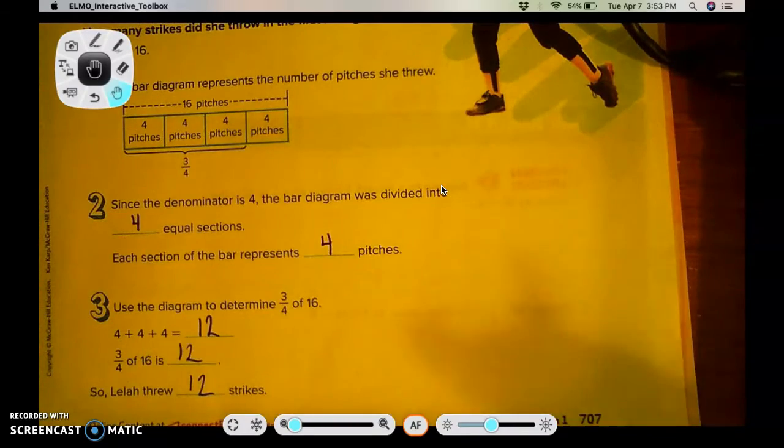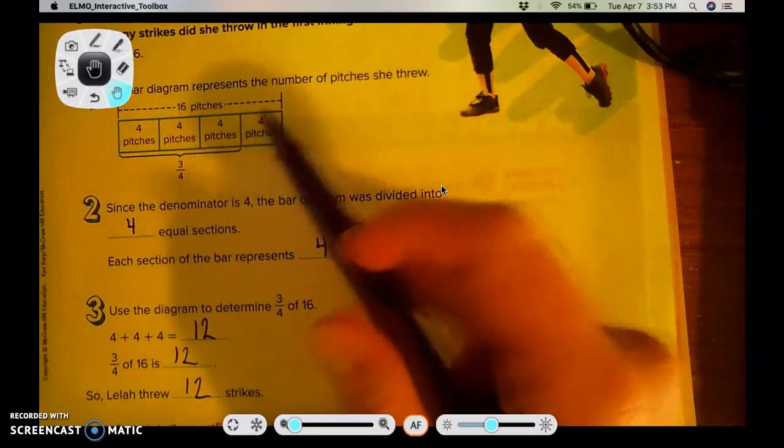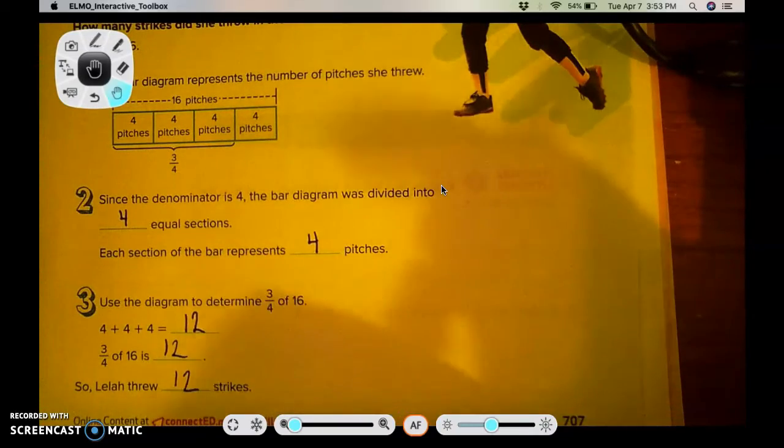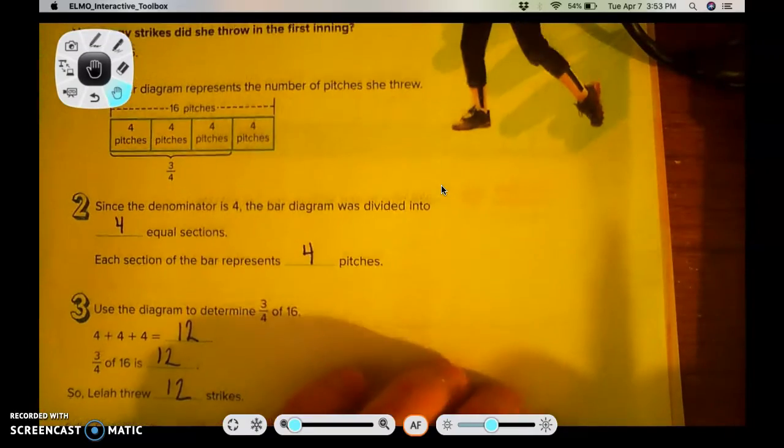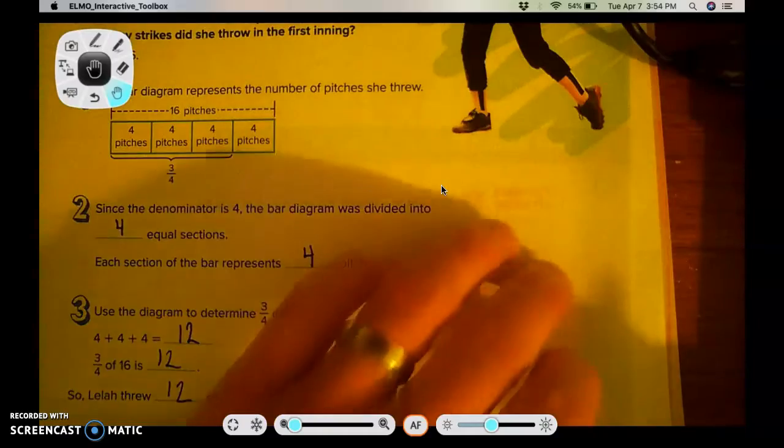So she threw 12 strikes, and if we went further, she threw 4 pitches that were either foul balls or... what's the word for it? Balls. Okay, moving on to the next example.